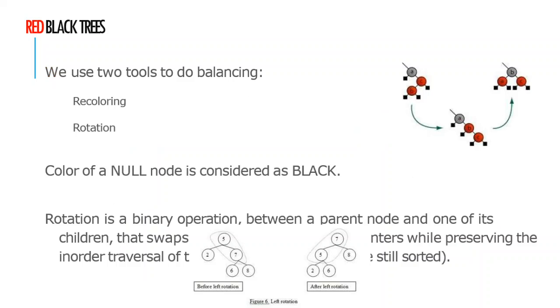We use two tools to balance the search tree: recoloring and rotation. Coloring of a null node is considered black, as I said before.